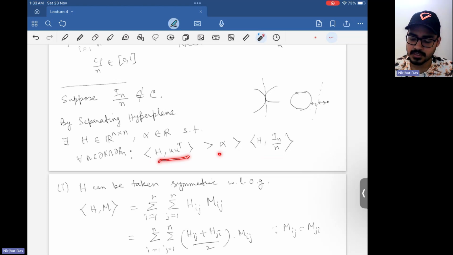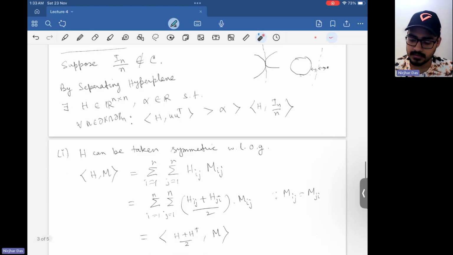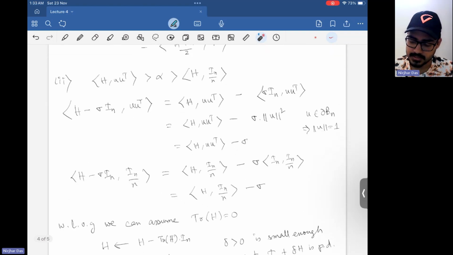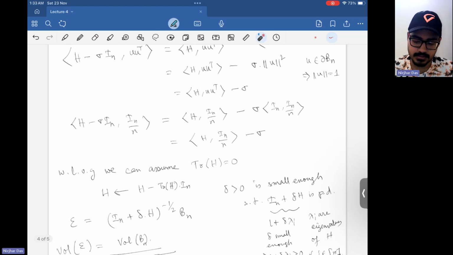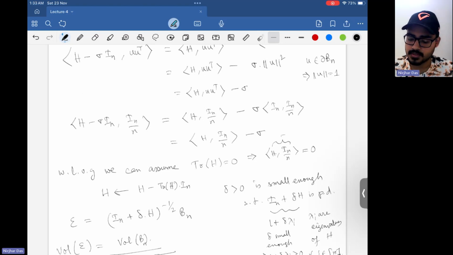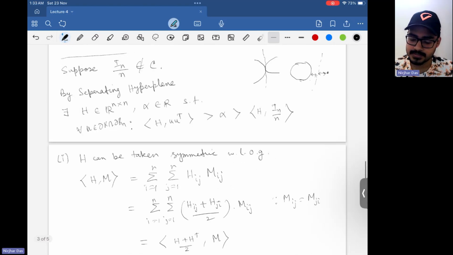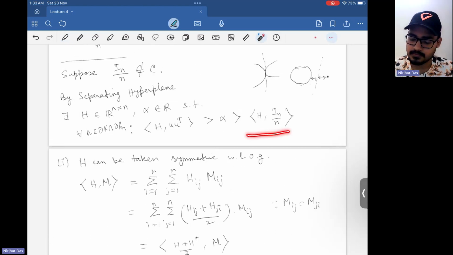By this we have H of U transpose greater than alpha. And since our matrix here had trace zero, this trace zero matrix actually implies that H of I_n by n is equal to 0, because this quantity is nothing but the trace of H by n, which is 0. And therefore, if you replace this here and set it equal to 0, that means your alpha is strictly greater than 0.